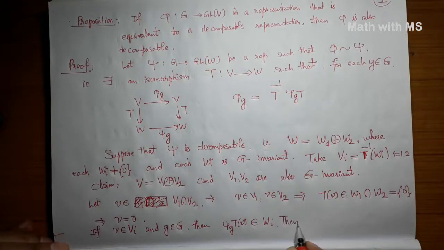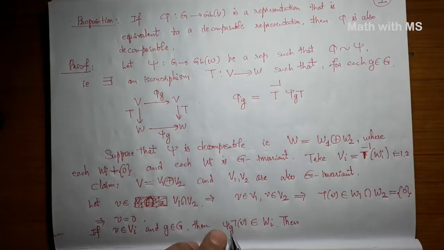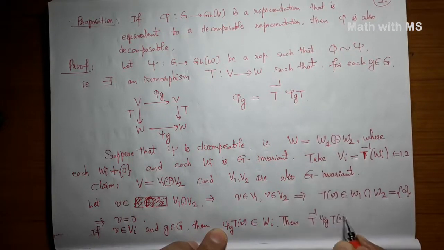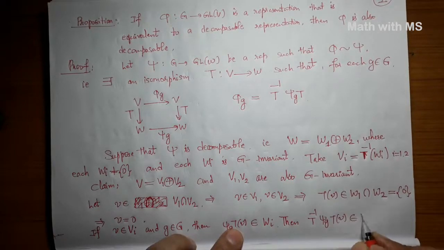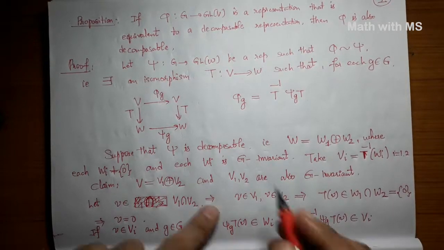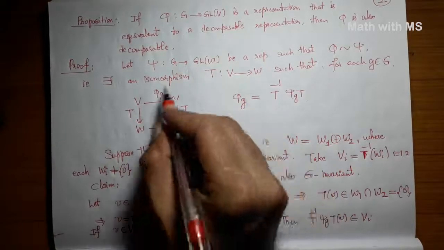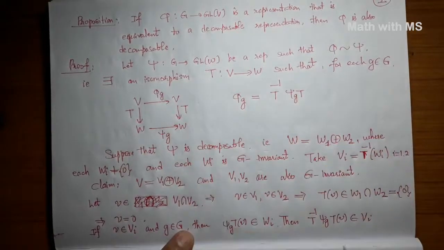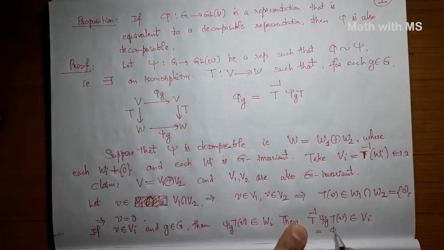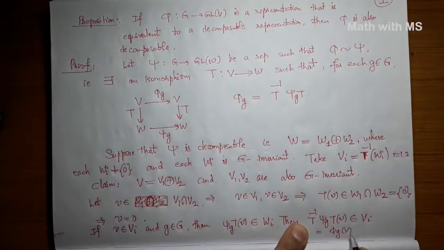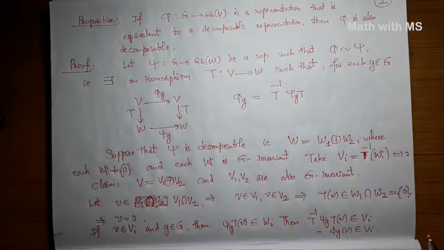Then what do you get from here? From here we get that if psi_g(T(w)) is in W_i, therefore T inverse psi_g(T(v)) is in T inverse of W_i, which is just V_i. But because of commutativity of this square, or the definition of equivalence of representation, what is this? This is simply your phi_g. So that means phi_g(v) is in V_i, right? So this proves the proposition.